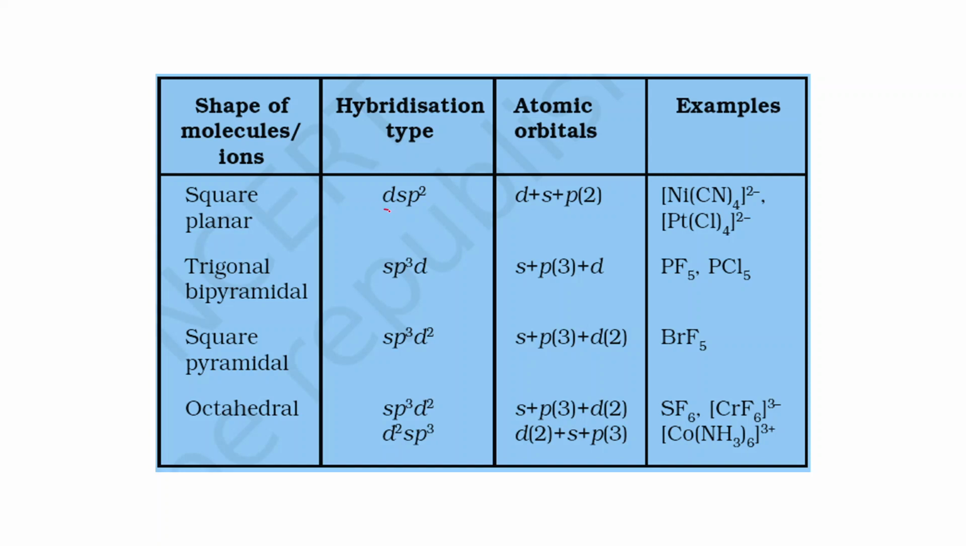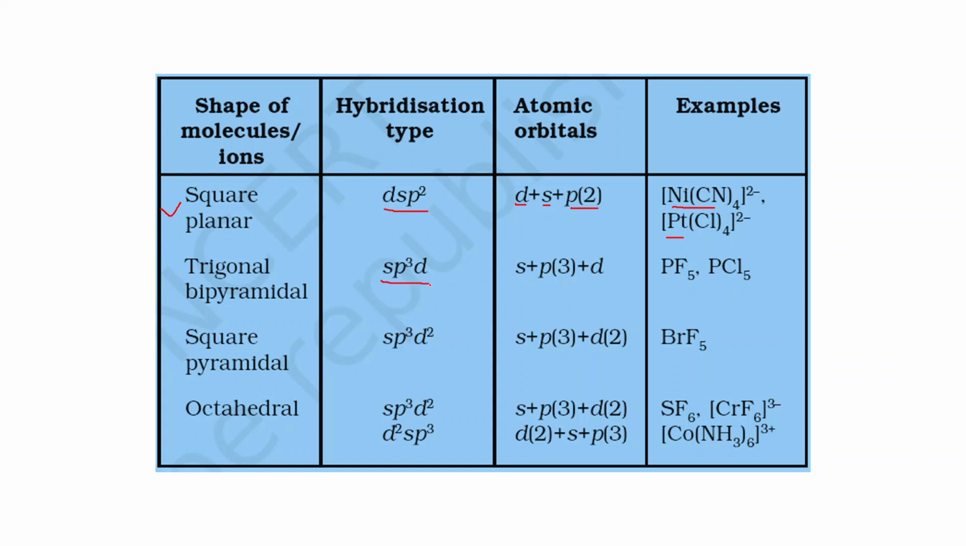If hybridization is dsp2, that is 1d, 1s and 2p orbitals undergo hybridization, then we will get 4 dsp2 hybrid orbitals, and these 4 dsp2 hybrid orbitals are arranged in a square planar way, and the shape of the molecule in which the central atom undergoes dsp2 hybridization will be square planar. Examples are Ni(CN)4 2- and PtCl4 2-.